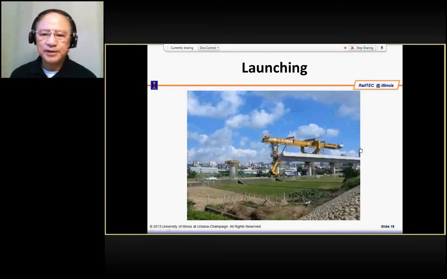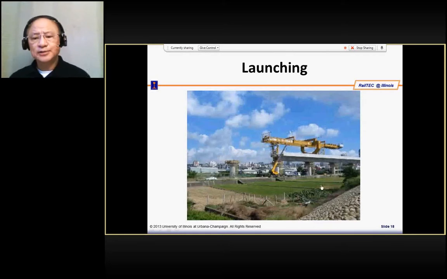Okay, so basically you have a launcher. This is a launcher which you will move forward and stand on, forming a temporary support here, and then the transporter will transport the girder here. So this will pick it up and then launch it, set it on the pier and make the connections. Okay. So let's look at how this is done.